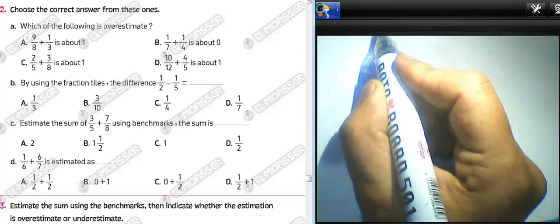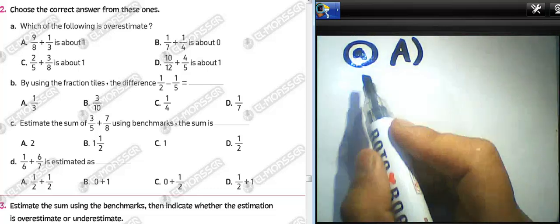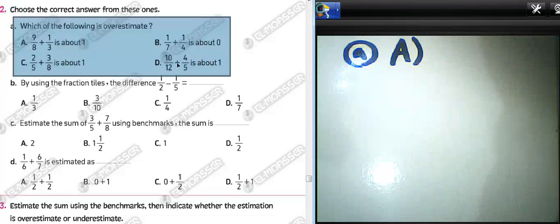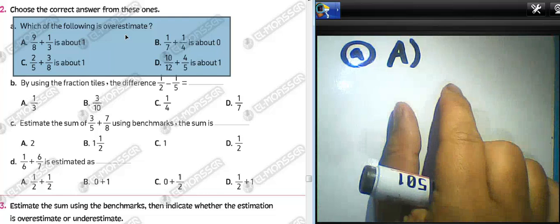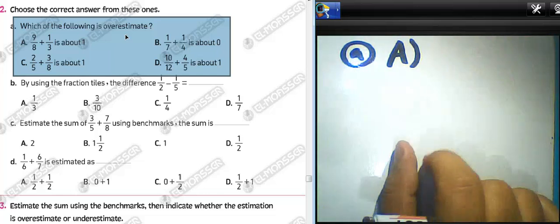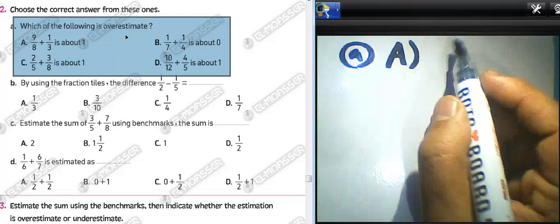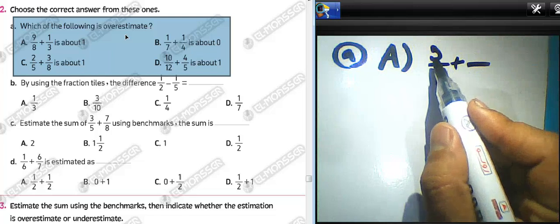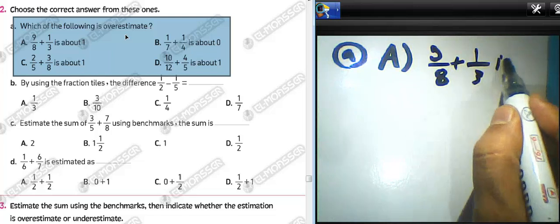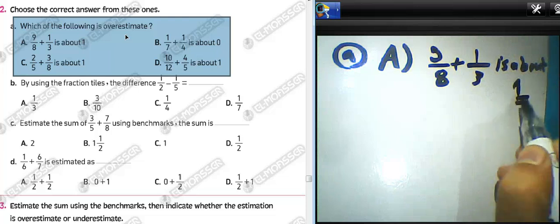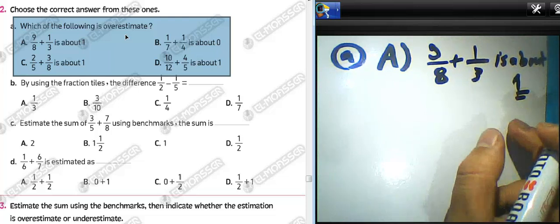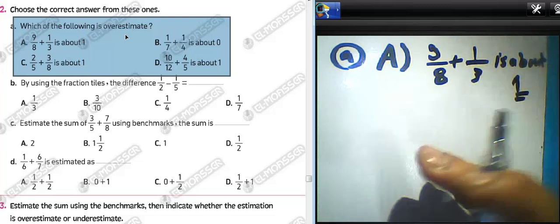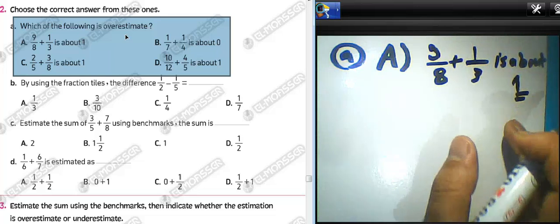Look with me at letter A. I solved this example about choosing the correct answer. My students, he asked about overestimate. Overestimate means the estimate must be more than the actual result. So I will write it here and explain. Pay attention with me to this example. He gave us 9 over 8 plus 1 over 3 is about 1. This is an estimation. If this result is greater than the actual number, it will be an overestimate.